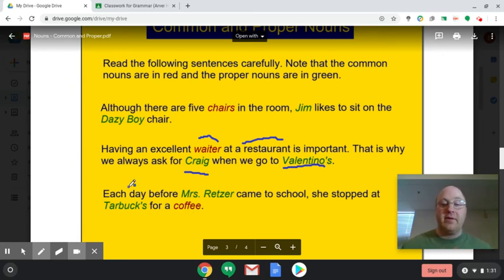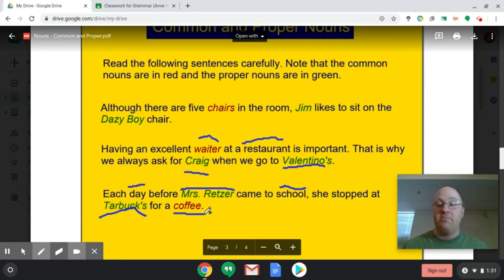This next one, we have another one, day, that's a thing, so it's a common noun. Mrs. Ritzer, proper noun because it's a specific person. School, that's a common noun because we're talking about any old school building. Now we give it a name like Willow River School, then we have a proper noun. Starbucks, a proper noun because we're talking about a specific place.